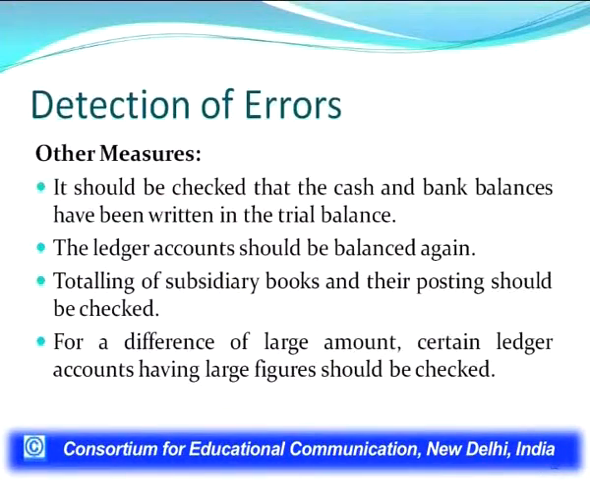Some other measures may be used. It should be checked that cash and bank balances have been written in the trial balance. Sometimes they may be omitted, because the cash book is separate, and while preparing the trial balance, only ledger balances are included. Ledger accounts should be balanced again. If you are unable to find the error by all the methods which I have explained, then you have to check whether balances have been taken correctly. There may also be errors in totaling and posting of subsidiary books. So these are some ideas and methods which you can use to detect errors.